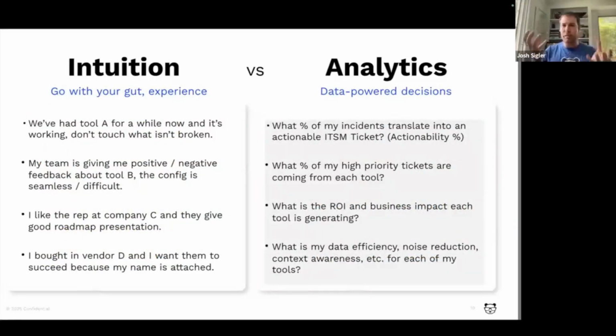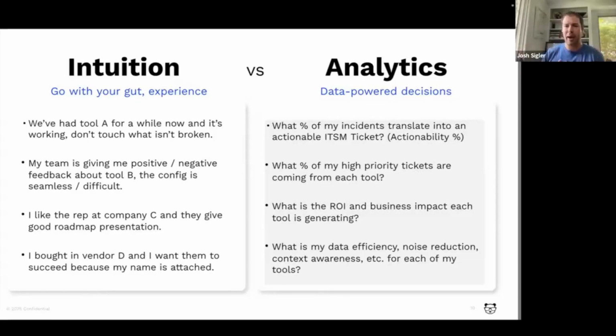Now, if I take these two different parallels that we just saw with sports, you can actually apply them into ITOps and you can apply it to tool rationalization. When you go with that intuition-based approach, it's really about, again, asking your team. My team is telling me that tool B is really easy to use, and so it must be providing a lot of value. We've had tool A for a while. Maybe you're new to the organization. Hey, if it's not broke, don't touch it. And unfortunately, what also happens is what you see at the bottom there, which is, well, hey, I bought this vendor in, or maybe I'm signing the checks for them, or I like this organization, I like their roadmaps. That must be a good tool.